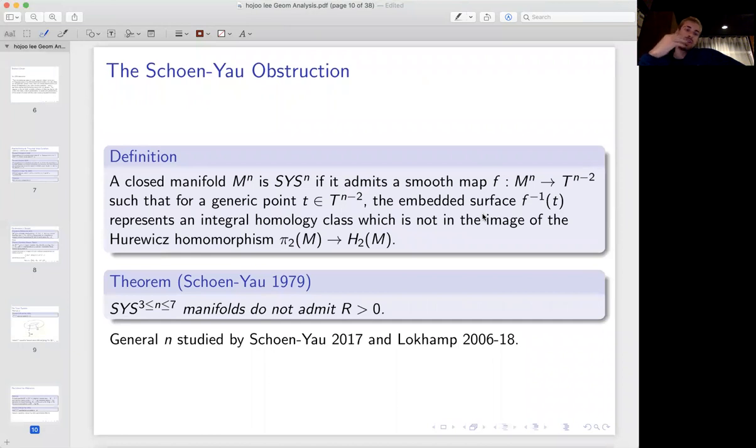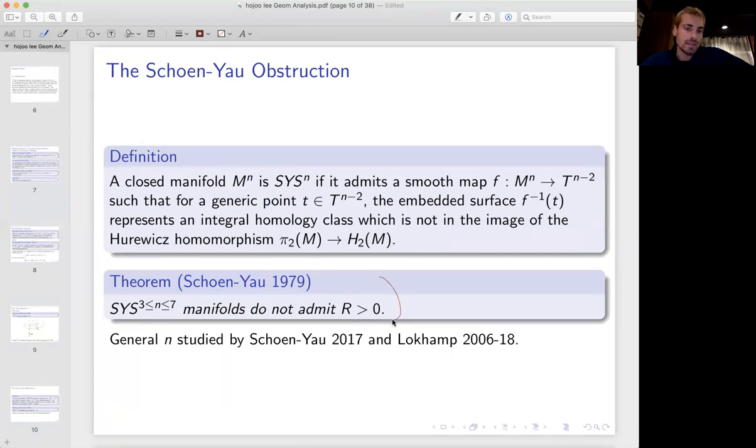And then this is just a more general version of what I said. So rather than taking the torus, which has its homology organized in the right way, you can just put forward the following definition. Something is Shania-Schick if it admits a smooth map to an (n minus two)-dimensional torus, such that for a generic point, the embedded surface is a homology class which is not in the image of the Hurewicz homomorphism. That simply is to say that it's not spherical, and then if it's not spherical, once you've done your induction, you get a contradiction because Yamabe positivity is preserved at each step in the induction. So this class of manifolds is just presented to you by the idea of the proof.